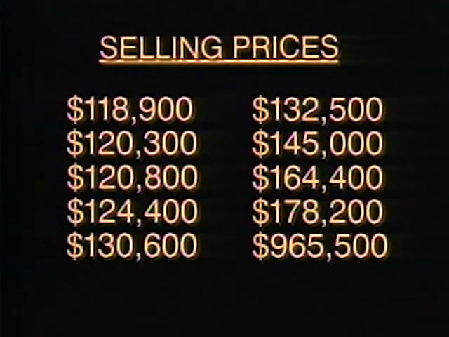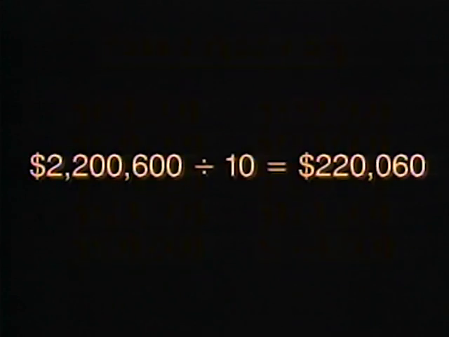When totaled, they equal $2,200,600. Divide this number by the number of houses, and the average selling price of a house in Pine Ridge was $220,060.